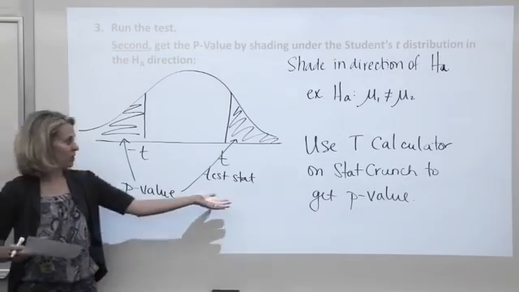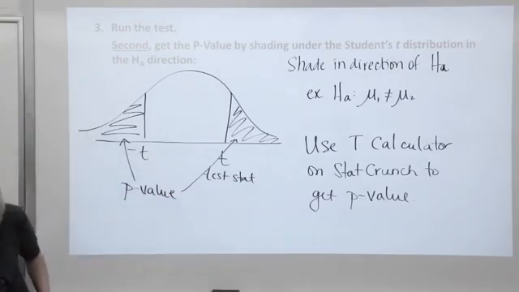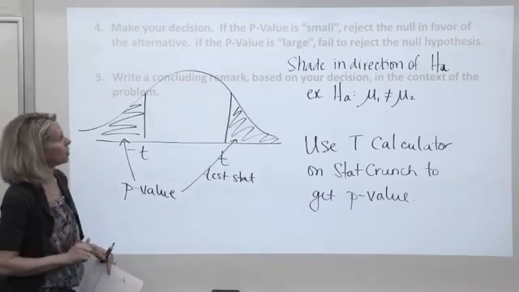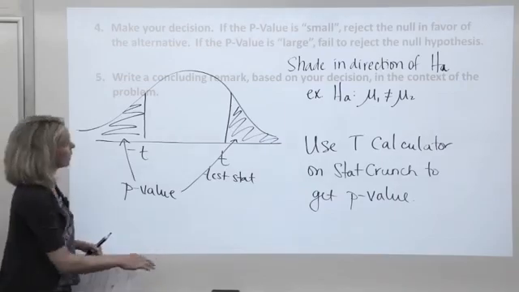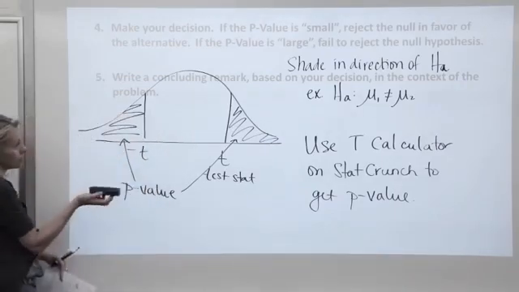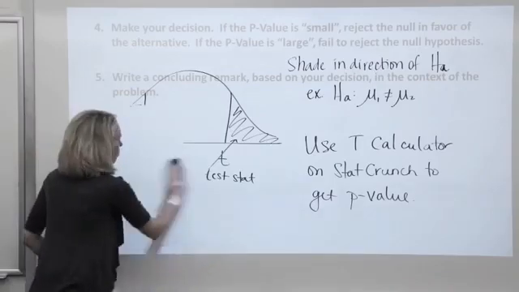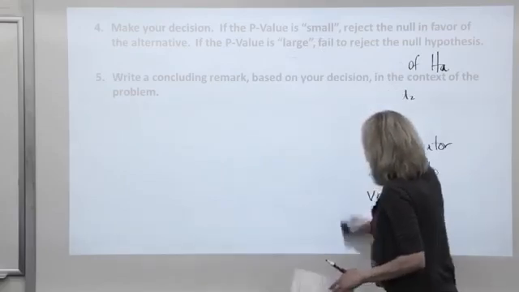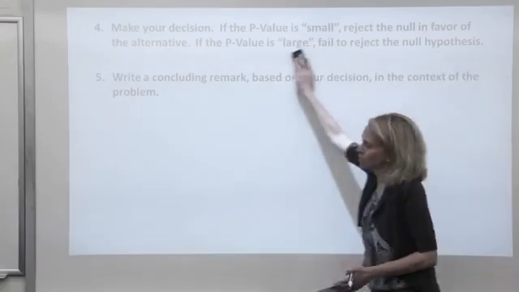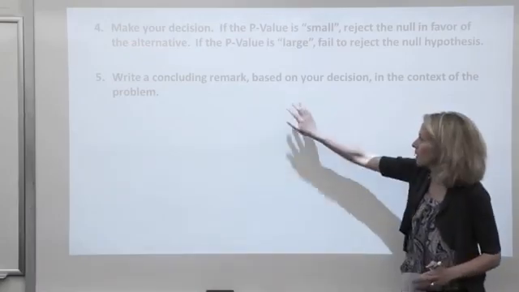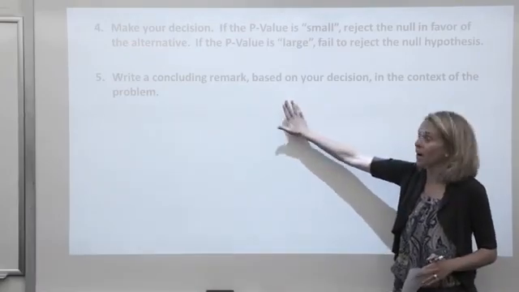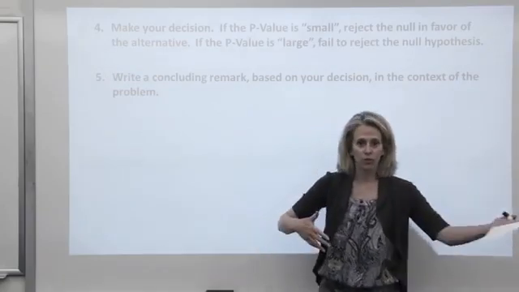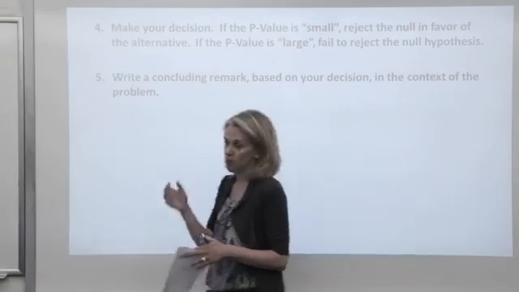Once we have our p-value, that's what we're going to use to make our decision. So step 4, make your decision. If that p-value is small, we'll reject the null hypothesis in favor of the alternative. If the p-value is not small, we'll fail to reject the null hypothesis. We won't find evidence in favor of the alternative. And then regardless of your conclusion, whether you reject or fail to reject the null hypothesis, make sure that you write a concluding remark in the context of the problem. What did you find about IQ scores of Ivy League students versus Cecil College students, or whatever the problem might be?